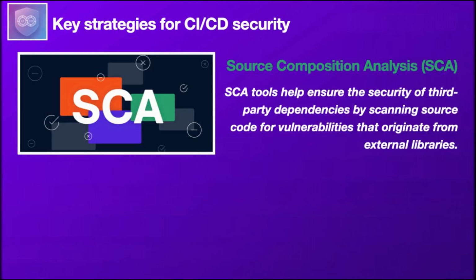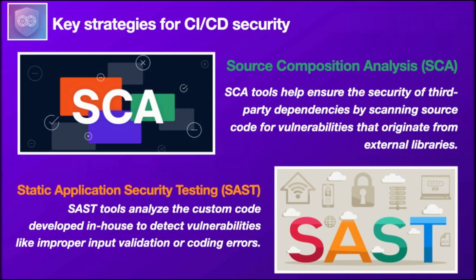SCA tools help ensure the security of third-party dependencies by scanning source code for vulnerabilities that originate from external libraries. By identifying these issues early, SCA prevents insecure code from being integrated into the production environment. 2. Static Application Security Testing, SAST. SAST tools analyze the custom code developed in-house to detect vulnerabilities like improper input validation or coding errors. Combining SCA and SAST offers a double layer of security by addressing vulnerabilities from both third-party code and internal development.